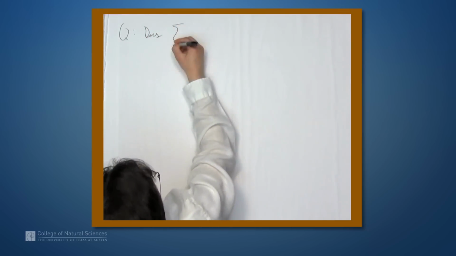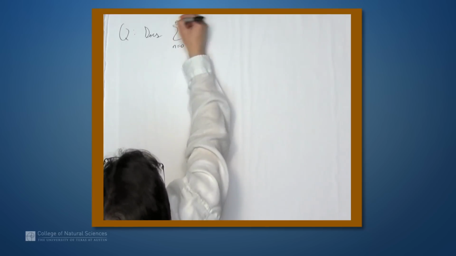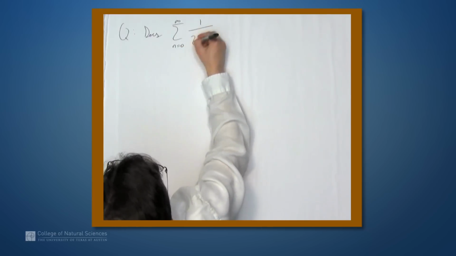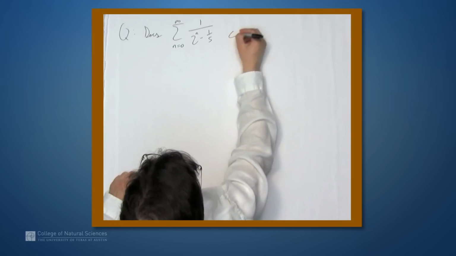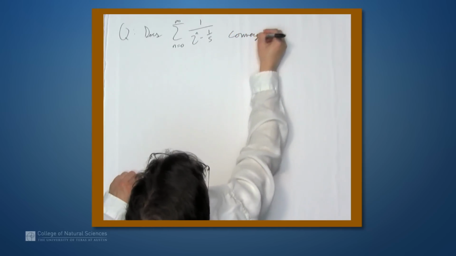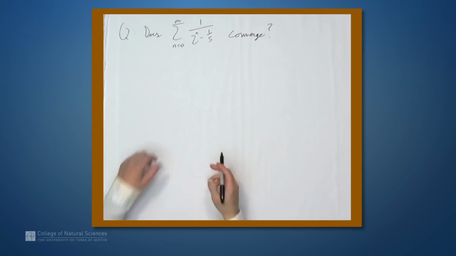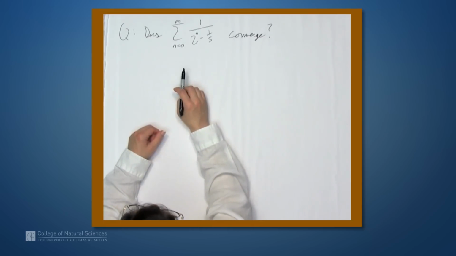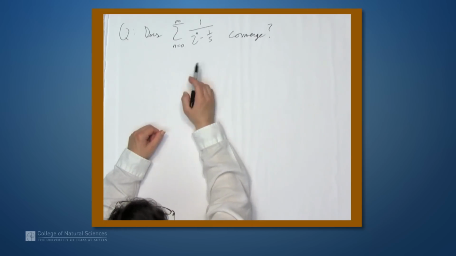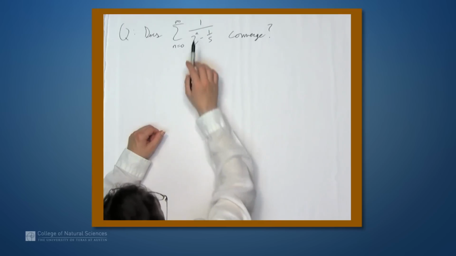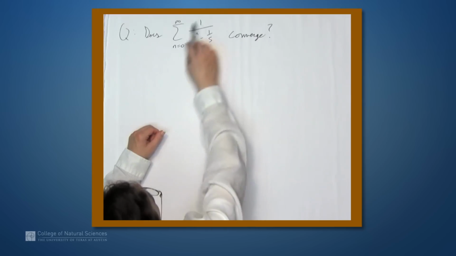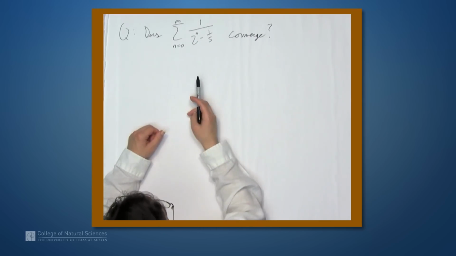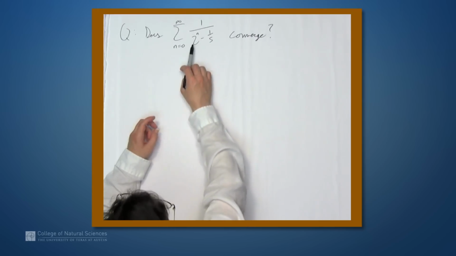So, does the sum from n equals 0 to infinity of 1 over 2 to the n minus 1/5, say, converge? Now, you might be tempted to approach this in the way that we approached the first example that we did, which is to compare this to 1 over 2 to the n. But remember, 1 over 2 to the n converges, and those terms are smaller than these terms, and it does no good to compare something that we hope converges like this.